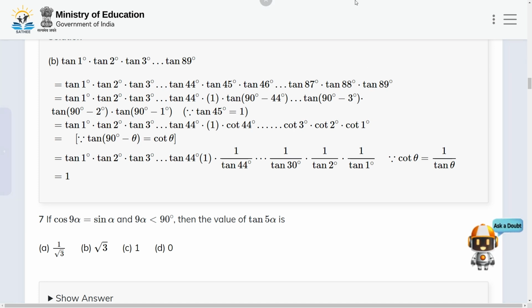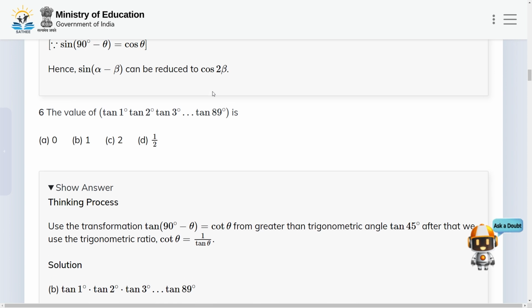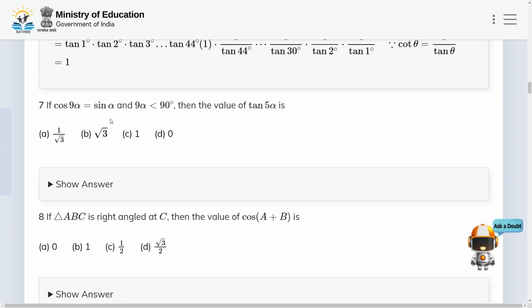Okay, so the value of this expression is equal to 1. So here the option number B is correct answer. Okay, and now let us move to the next problem.